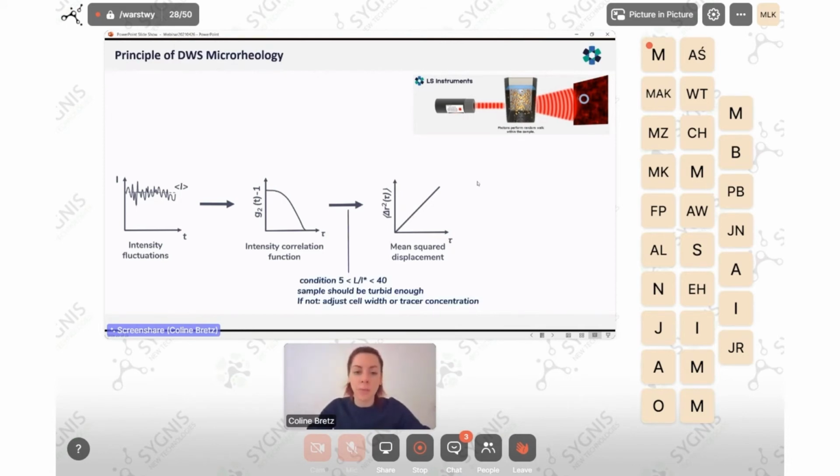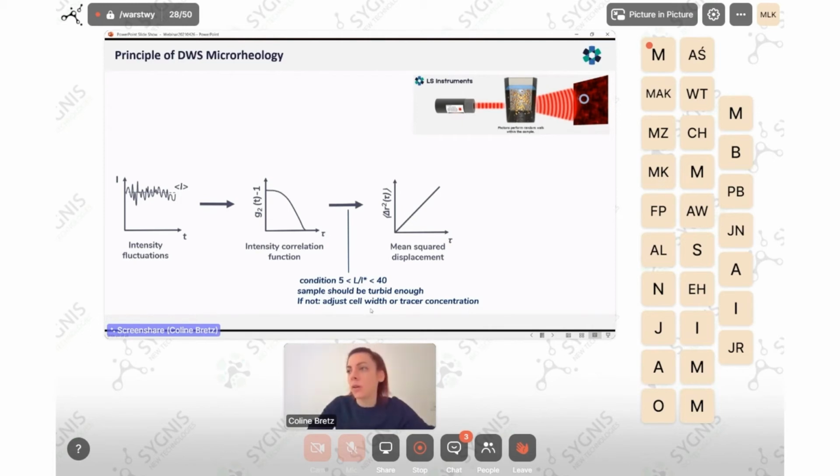Then it's important to know that to go from the correlation function to the mean square displacement, the sample should have an ideal turbidity, which means that the size of the cuvette divided by the L star should be between 5 and 40, which means that the turbidity should be within a certain value. The sample should not be too opaque. We should have a sufficient signal that exits the cuvette. And the sample should be turbid enough that we only look at multiple scattering. If you're not within this condition, you can adjust the cell width, so you can use a smaller cuvette, or you can also increase the tracer concentration, for example.